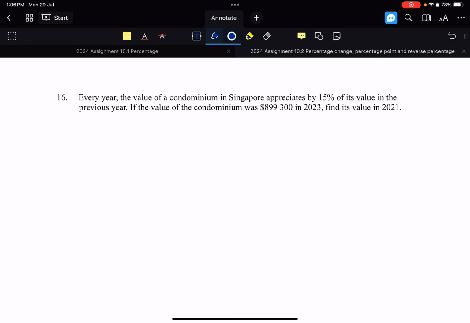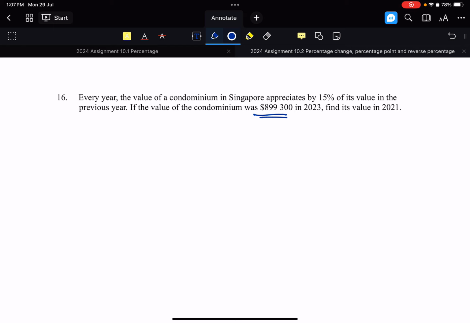Question 16. Every year, the value of a condominium in Singapore depreciates by 15% of its value in the previous year. If the value of the condominium was 899,300 in 2023, find the value in 2021. So what's going to happen is 15% appreciation. So this value that was given in 2023 has been appreciated twice, 15% twice since 2021.